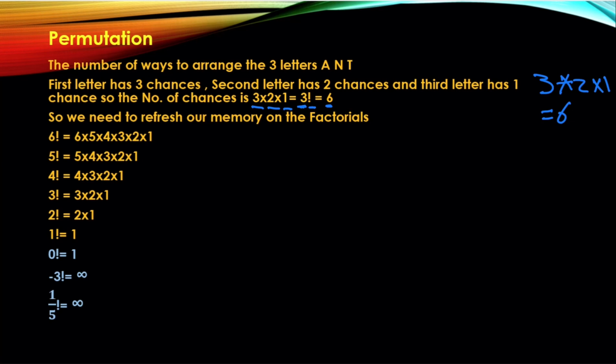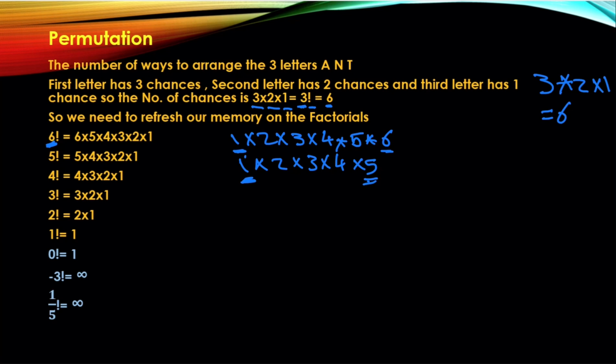If you remember, the factorial of 6 starts with 6. As I told you, some people write it the other way around: 1 times 2 times 3 times 4 times 5 times 6, starting from 1 up to the factorial number. Factorial of 5 is 1 times 2 times 3 times 4 times 5. It doesn't matter whether you start from 1 to 5 or 5 to 1, as long as all of them are multiplied with each other.